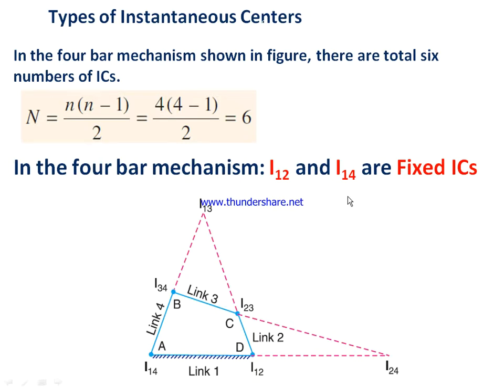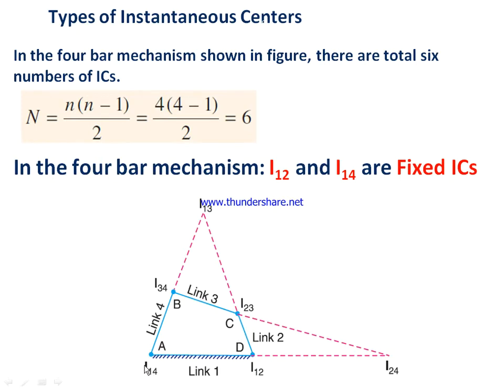Now just by visual inspection we can locate the fixed instantaneous centers. So in this mechanism I12 and I14 are the fixed instantaneous centers. As you can see here, link number 1 is fixed and the instantaneous center I14 is between link number 1 and link number 4. Similarly, instantaneous center I12 is between fixed link 1 and rotating link 2, that is moving link 2.